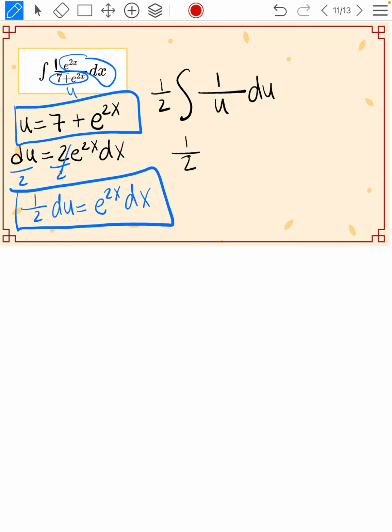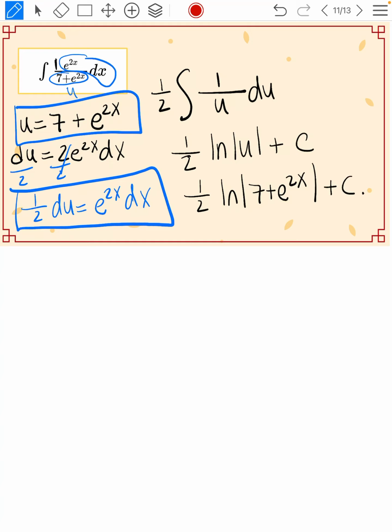And now if I take the antiderivative, I'm going to have 1/2 times the natural log of the absolute value of u plus c, and replace my u back: 7 plus e to the 2x, plus c. Final answer.